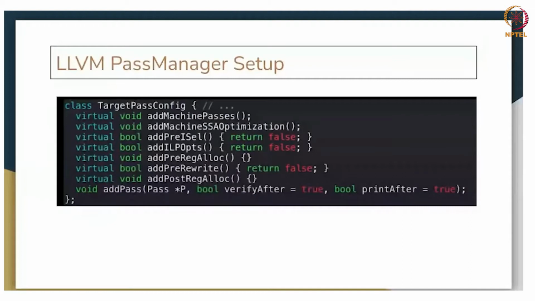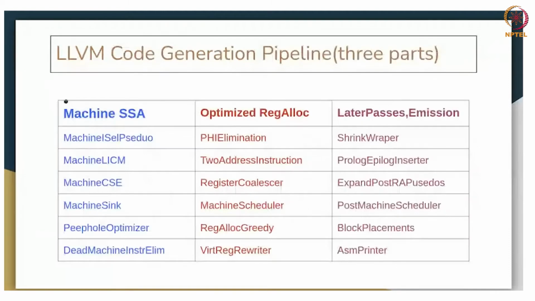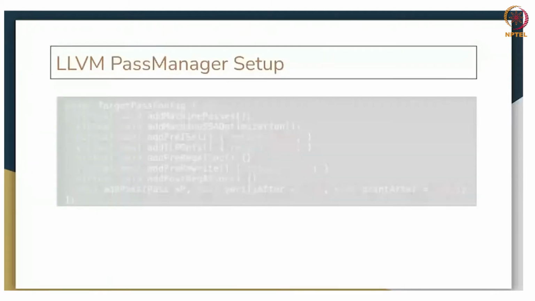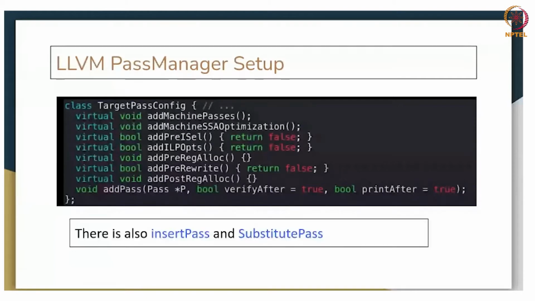You look at target independent passes, like common subexpression elimination. If you look at LLVM IR, you can have one pass that is applicable for all targets. But in the machine dependent case, it is specific to that machine. There is also insert pass and substitute pass available with the LLVM Pass Manager.